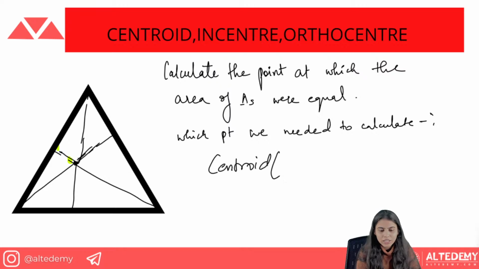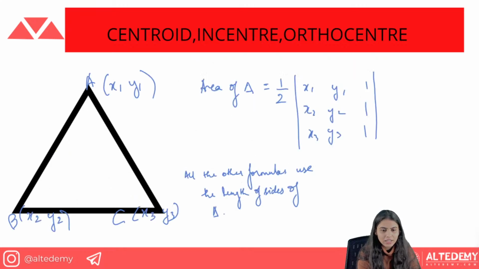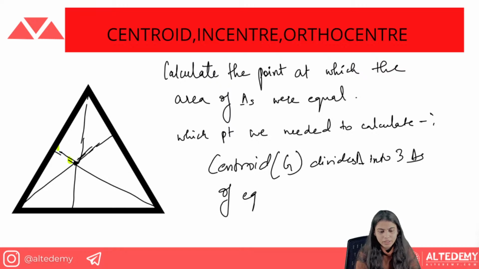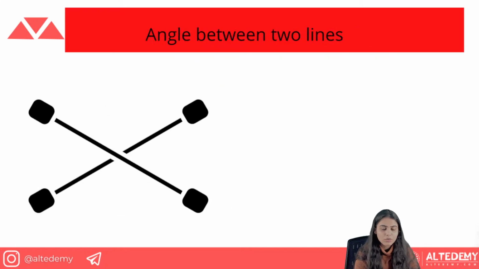Okay, so the centroid basically divides the triangle into three. So how can I write it? The centroid divides the triangle into three triangles of equal area. Okay, so that is the centroid. Now what else do we have here?